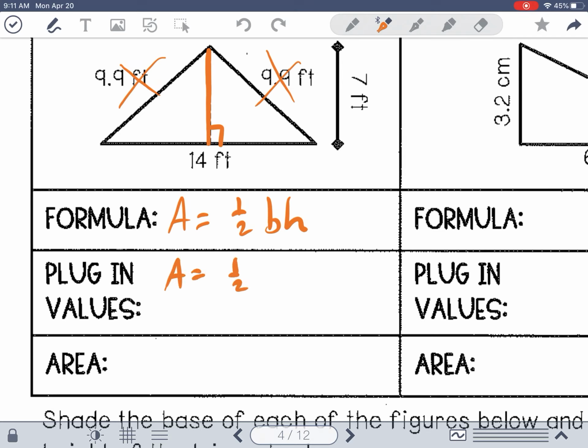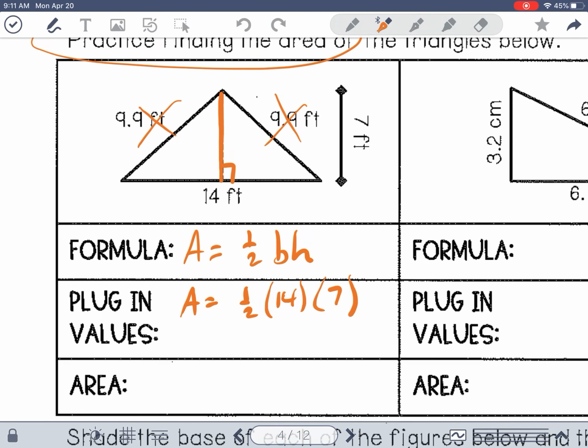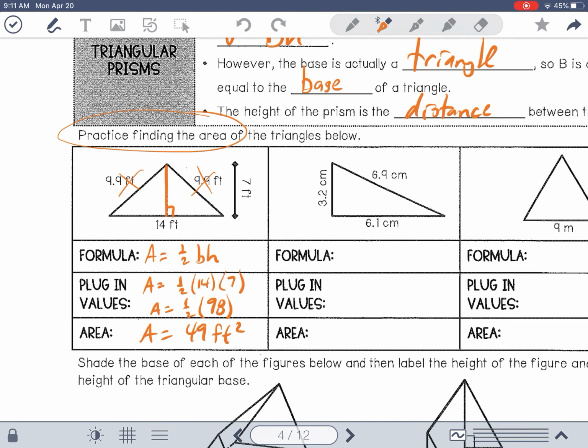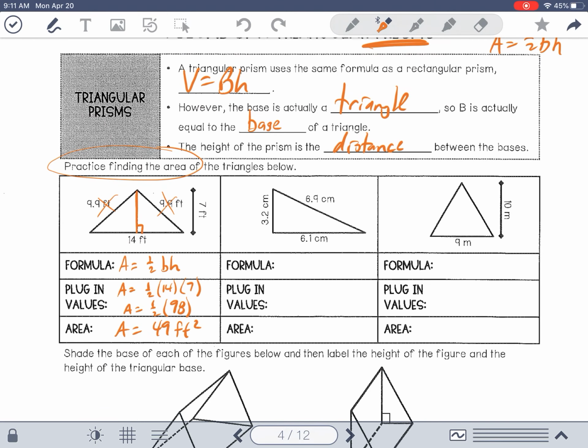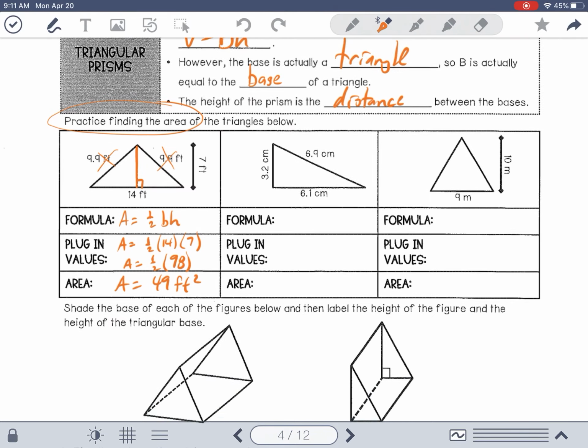Plug in the values. Area is 1/2 of 14 times 7. So then the area is 1/2 of 98. Therefore, my area is equal to 49 square feet. That's the area. So when you find the area of this triangle, that is the first step to finding the volume. I know it gets a little tricky, but remember, we've got these notes and we've already talked about them before. So that's finding that area.